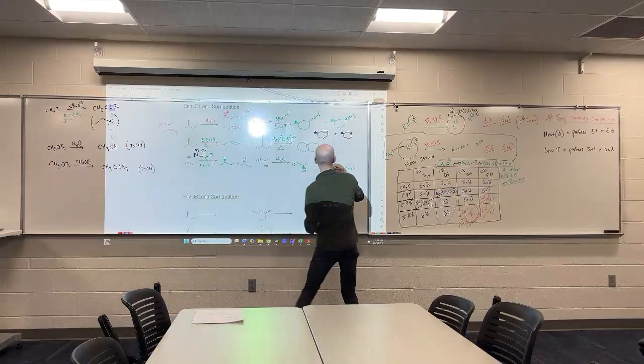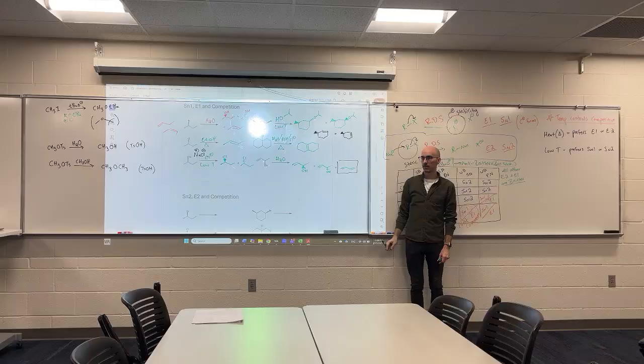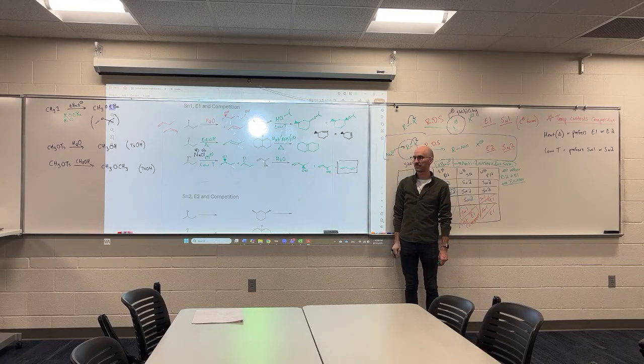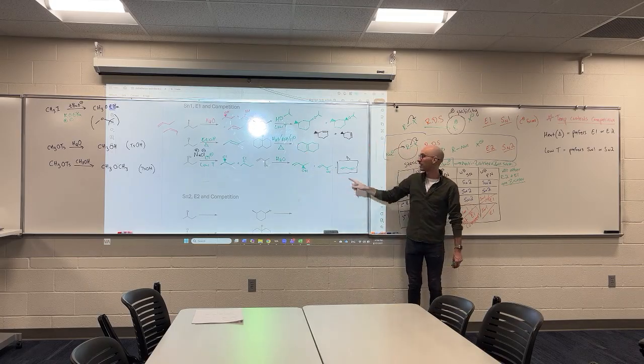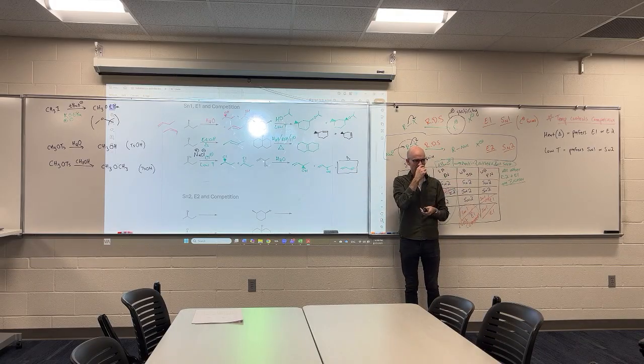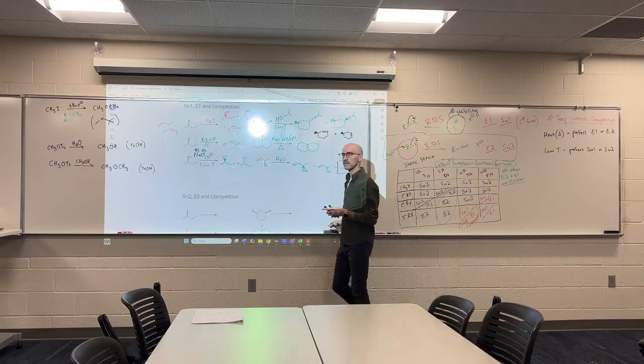Yvonne, what could I change if I wanted to isolate this? What could I add to my reagent if I wanted to isolate this diene? Heat. Add water and heat, or alcohol and heat, and it will drive the elimination reaction. This was the hard part. The rest of it, much easier.